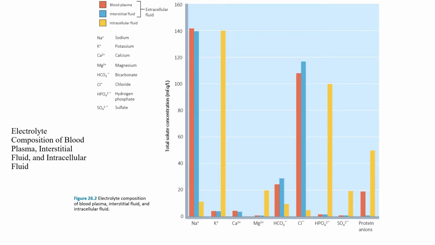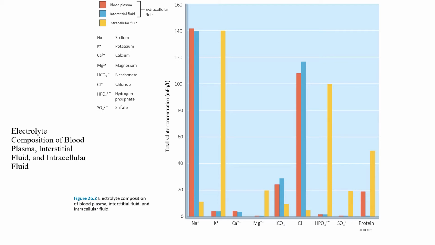This is an excellent chart showing you what's in the blood plasma, the interstitial fluid, and the intracellular fluid. And when you look at this, the blood plasma is red, the interstitial fluid is blue, and the intracellular fluid is yellow. Where is the majority of the sodium? It's in the extracellular fluid. Where's the majority of the potassium? It's in the intracellular fluid.